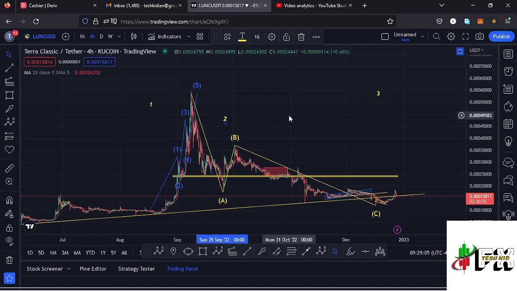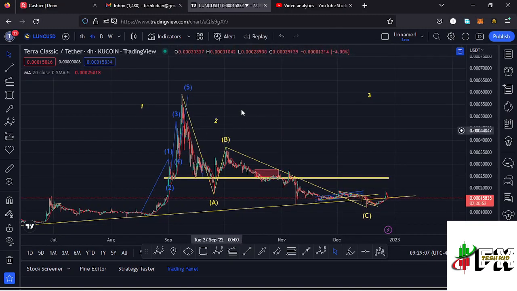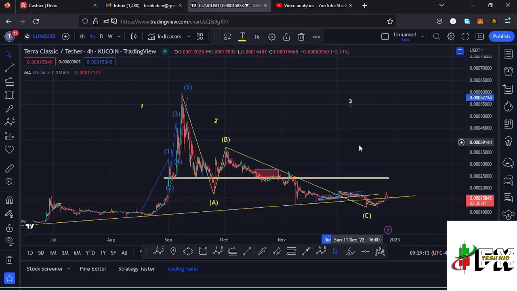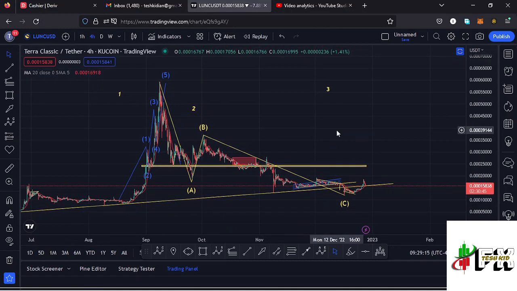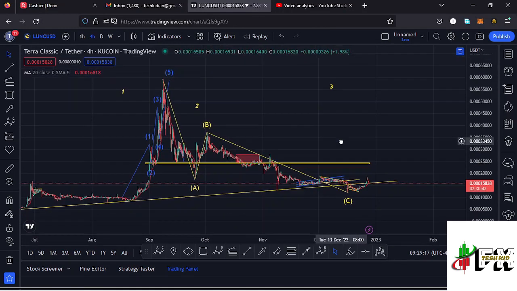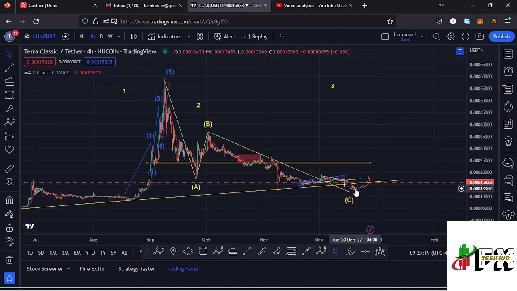And whatever we expect next after seeing the formation of a higher Elliot wave count 2 is an impulsive movement to the upside in the formation of a higher Elliot wave count 3, and that is my primary scenario that I'm expecting to play out here on the Lunc chart. And I believe the bounce that we are seeing is the start of that impulsive movement to the upside in the formation of this higher Elliot wave count 3 to the upside.